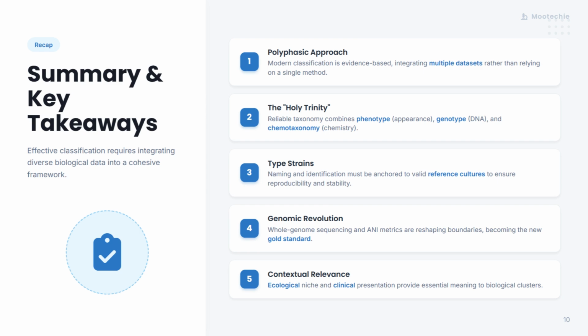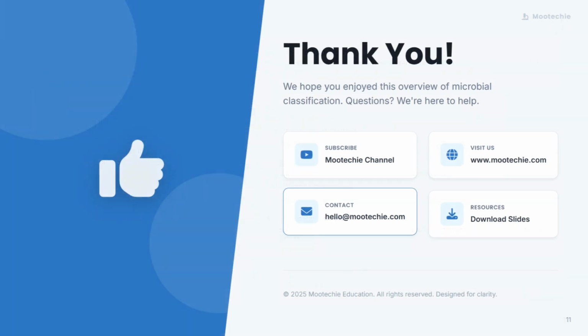Genomic revolution: whole genome sequencing and ANI metrics are reshaping boundaries, becoming the new gold standard. DNA sequencing is providing unprecedented clarity and is increasingly the definitive tool for classification. Contextual relevance: ecological niche and clinical presentation provide essential meaning to biological clusters. Knowing a microbe's genetic group is important, but knowing if it lives in soil or causes pneumonia gives that information its full significance. And that brings us to the end of our overview.